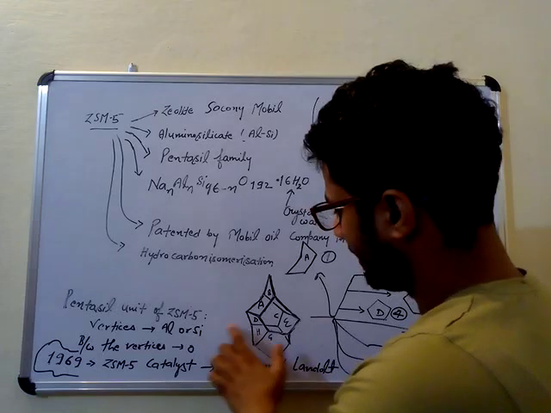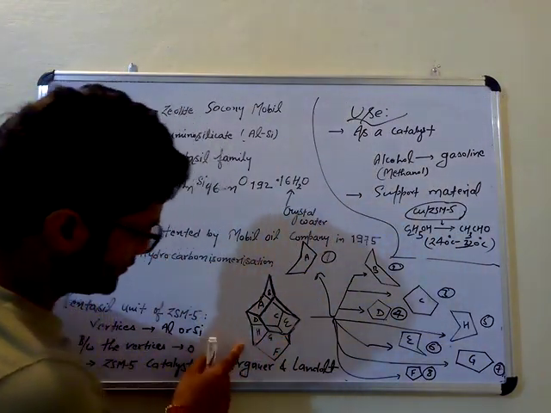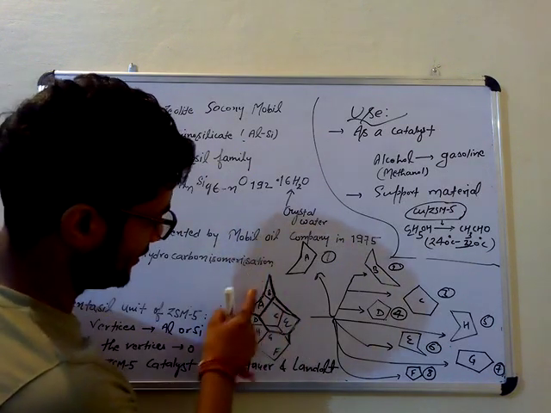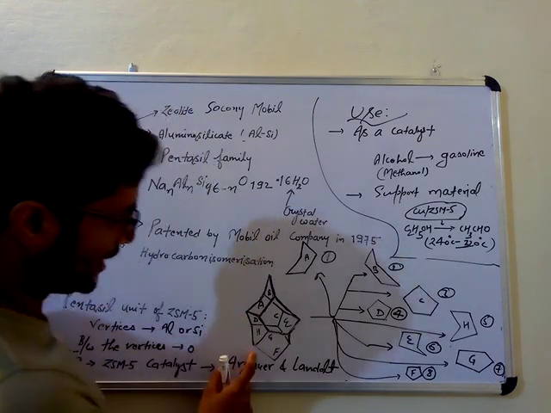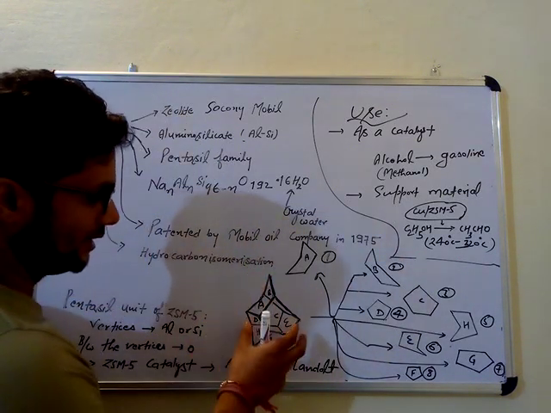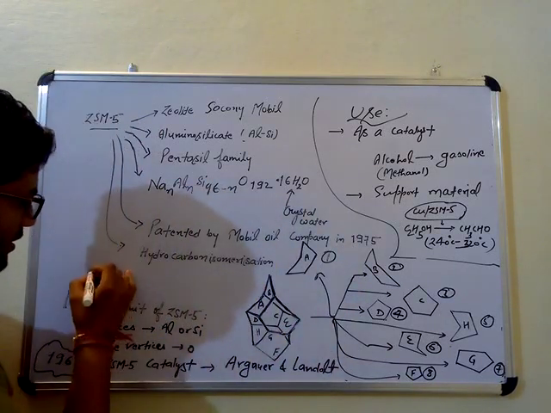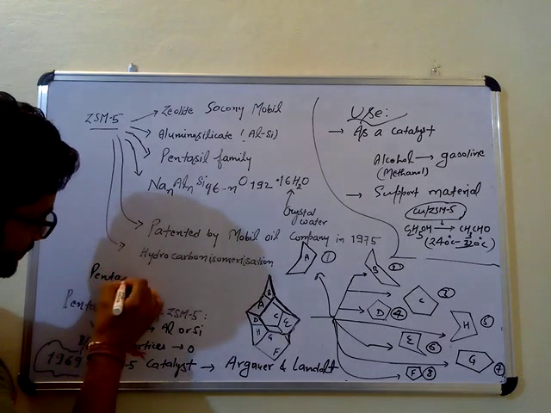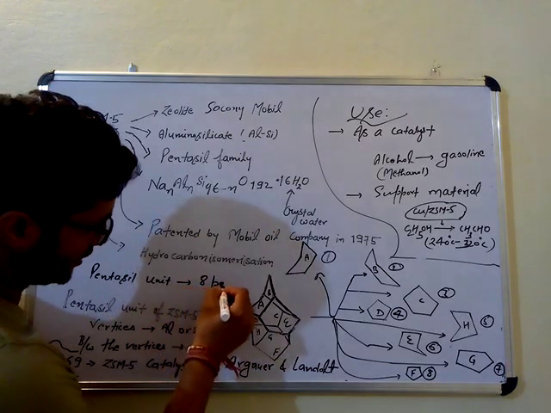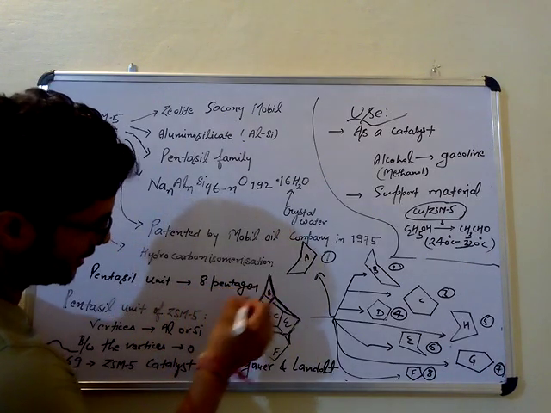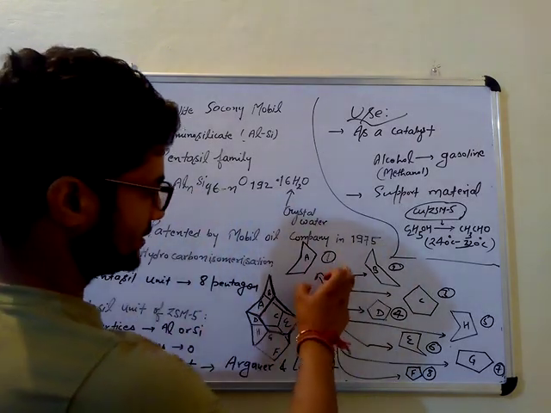The pentasil unit of ZSM-5 is shown here. I have shown this pentasil unit in front of you, where you can see all the pentagons in a single unit. There are 8 pentagons in one pentasil unit. Pentasil unit means 8 pentagons. All the pentagons are shown here separately.